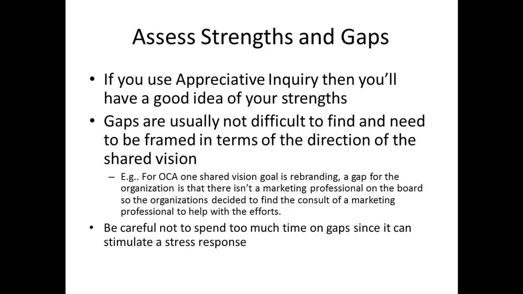So for the OCA, the Organization Change Alliance, one of the goals was rebranding, and how do we actually rebrand the organization to be a little bit more cutting edge. What they decided to do was say, okay, one of our gaps is that we don't have anyone that's a marketing expert in our group, so we have to go find that expertise somehow.